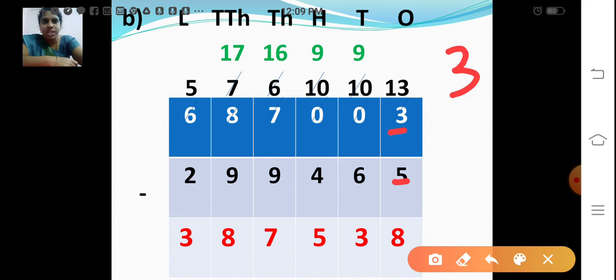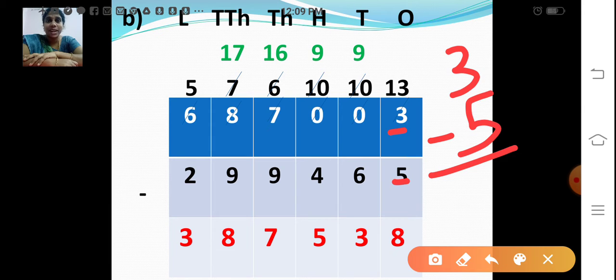3 minus 5. Is this possible? No, we cannot subtract a bigger number from the smaller one, right? So what I have to do now? Now I am going to borrow 1. Can you borrow from 0? No, what I have to do now? So from this hundreds place I will borrow, right? Again, hundreds place also I will have the number 0. Can you borrow? No, what I have to do now?